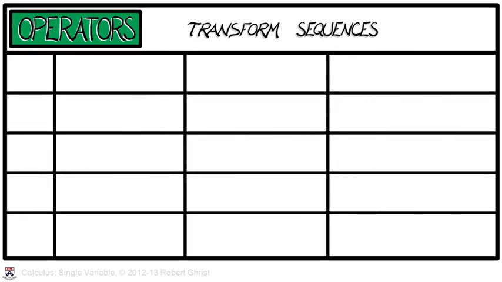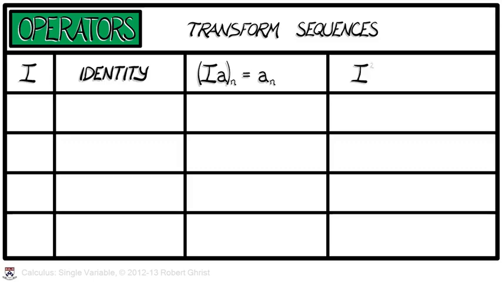Some of these operators you've met before. For example, the identity operator. It acts on sequences in the way you expect. It does nothing. The identity applied to A, that is I of A, is the same sequence, A. What's nice about operators is that we can work with them algebraically. We can say that I squared, that is, applying the identity twice, is the same thing as applying the identity once. It does nothing.